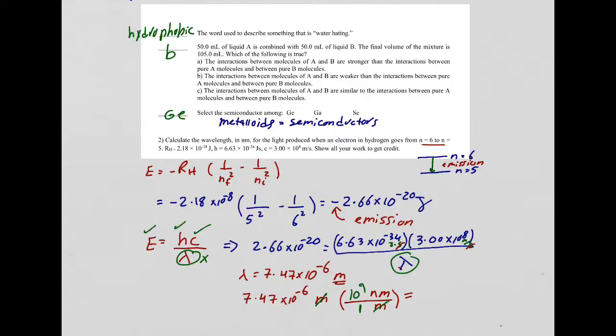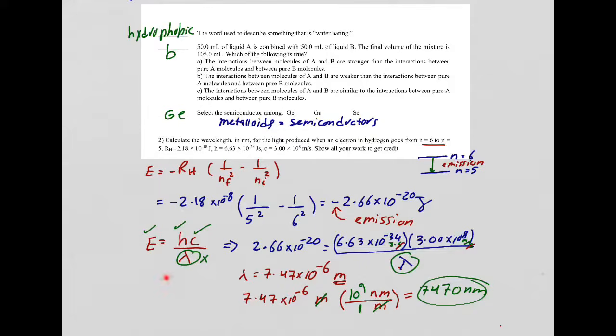So when I do this, my final answer is going to be 7,470 nanometers. Okay, I'm going to quickly go over this one more time. Every time you get a question that has energy levels, this is the only equation you know. You're going to plug it in. The final was 5, the initial was 6. What you get out of it is energy. The sign doesn't mean anything. It just means emission or absorption. What they ask you for is wavelength. This is an equation that relates energy and wavelength together. I have energy, I have constants, so I can figure out wavelength. I'm going to plug it in and solve for wavelength.